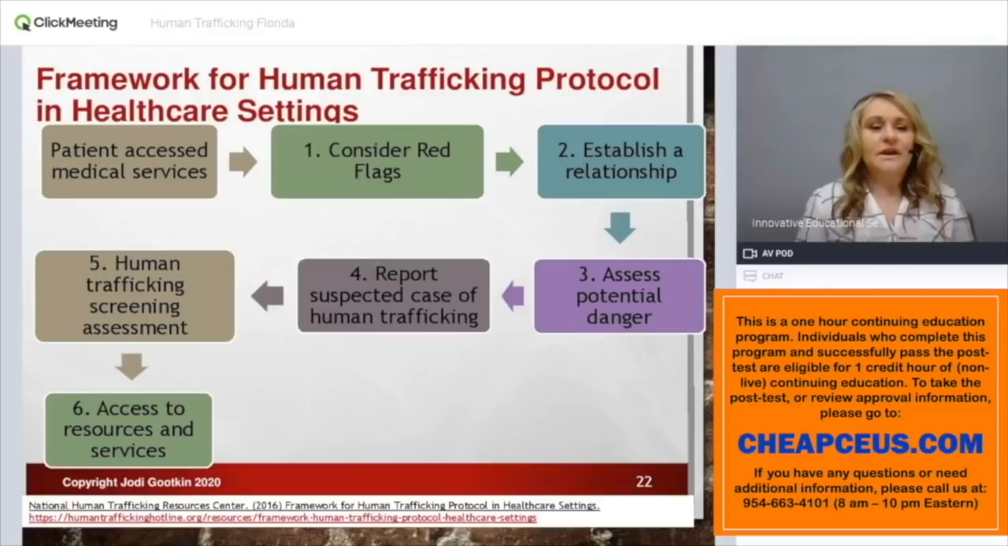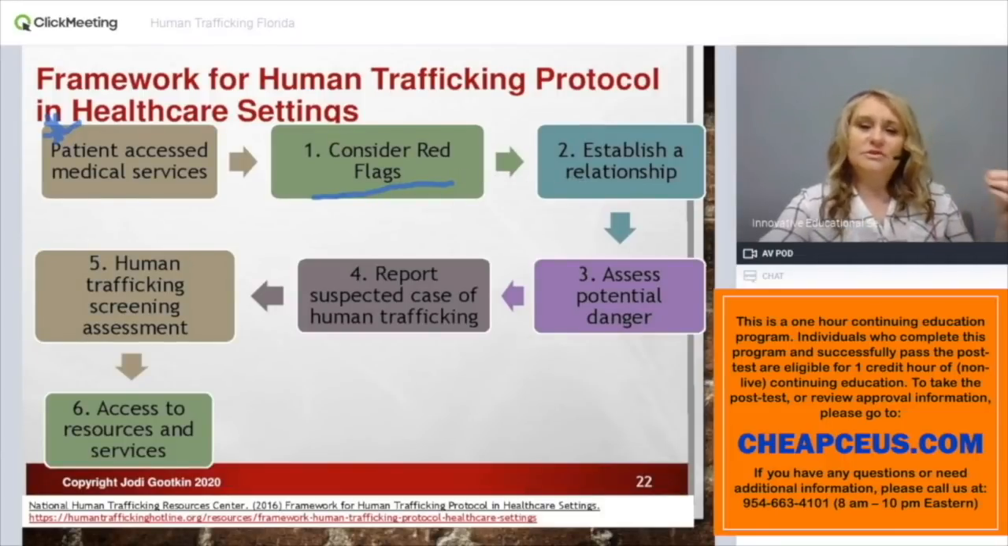It's important to recognize that when the individual is entering the healthcare setting, the primary concern is to first identify their immediate medical needs and to address those needs. In the course of providing that care, we're going to be aware of any potential red flags that may let us know this individual is in a trafficking situation.